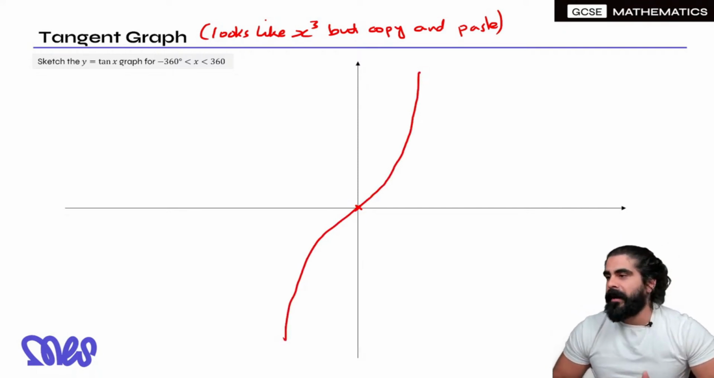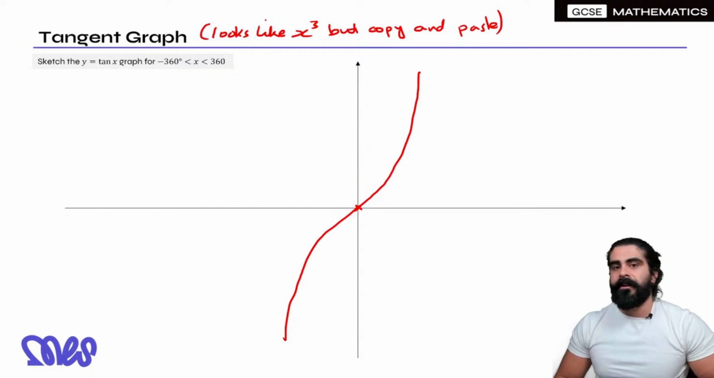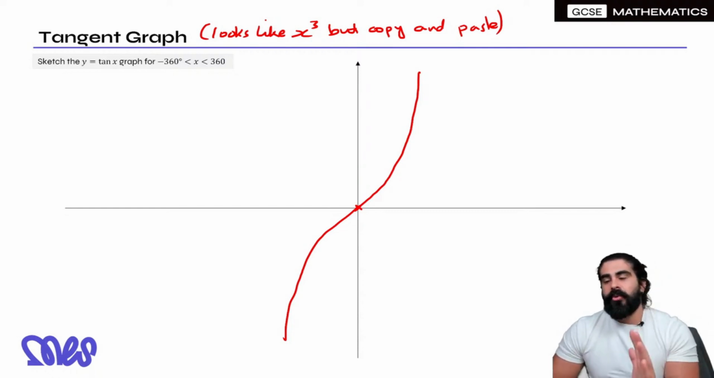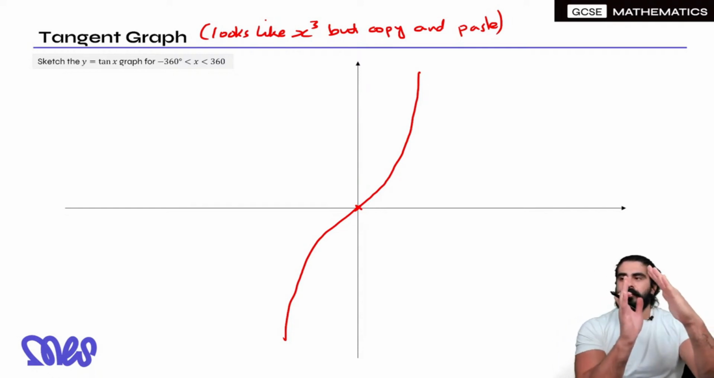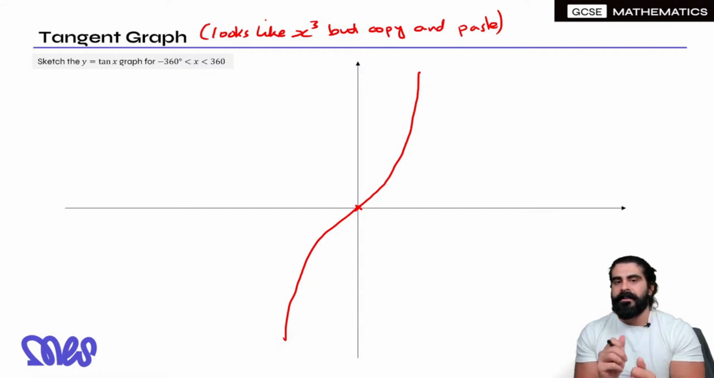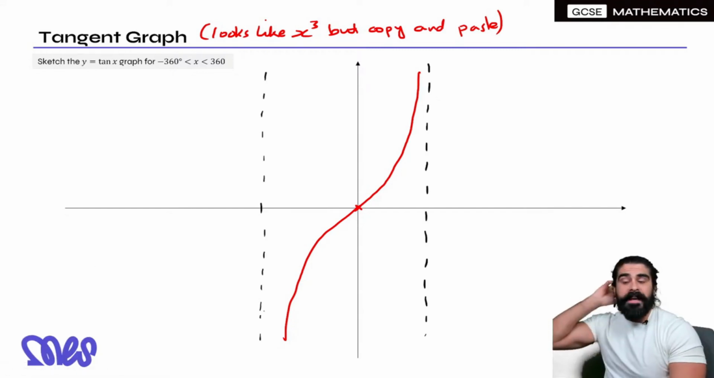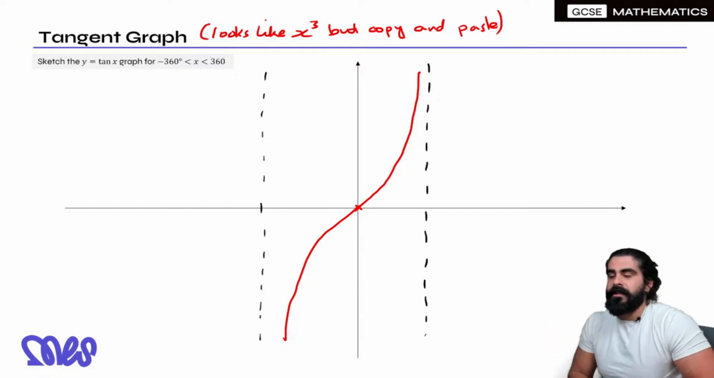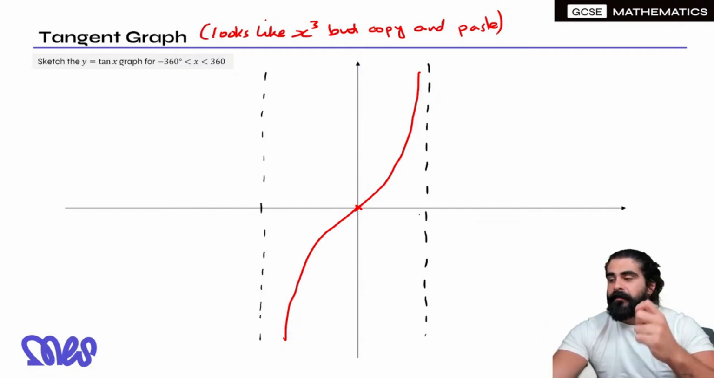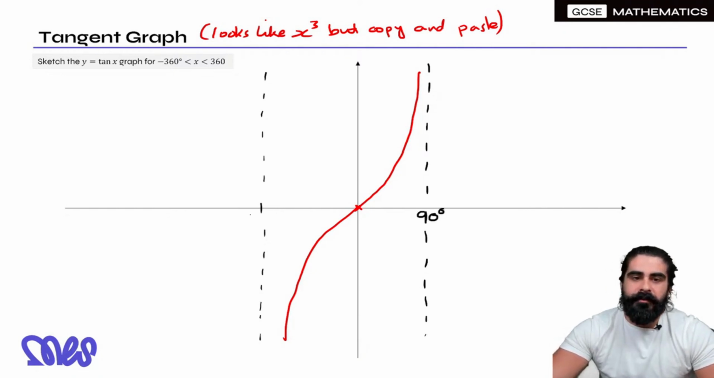Now, when I say copy and paste, you just put it next to each other. It just keeps doing that. It has that same shape over and over again. Now, between every single tan graph, which we're going to copy and paste, there is an asymptote. There is an asymptote between every single tan graph. What x value do you think this asymptote is at? Something happens every 90 degrees. So this would be -90.